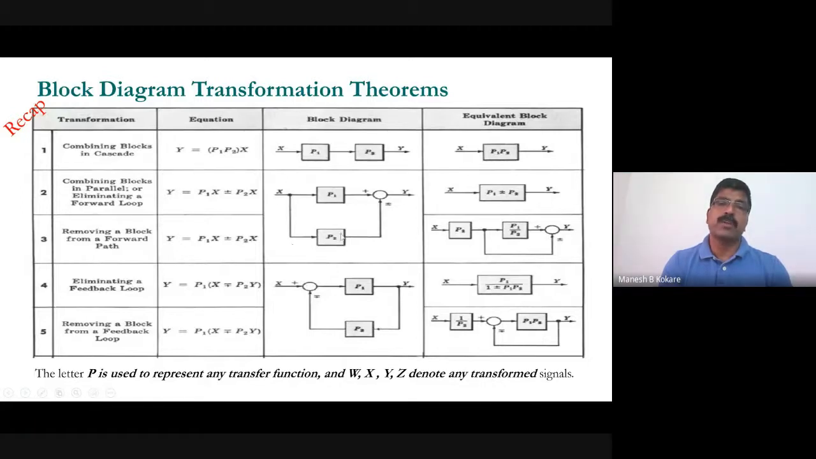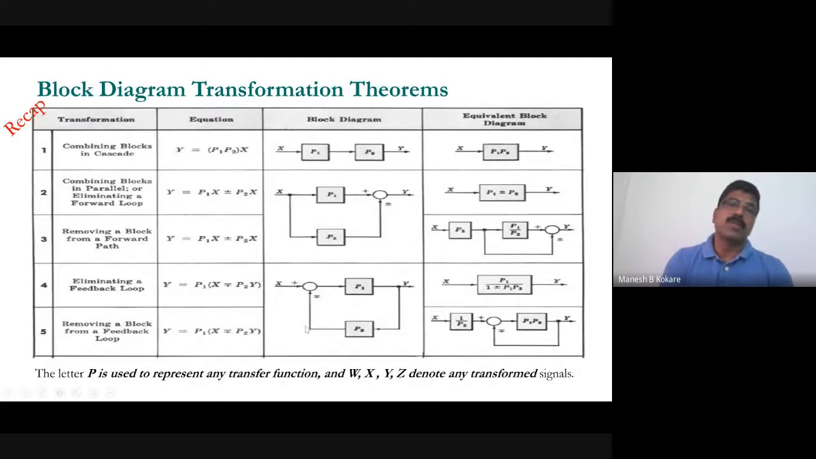Then the second rule says that if two or more blocks are connected in parallel, where parallel means the input is common and the output is a summing point, see that the direction of the signal is the same. In that case, these two blocks can be combined into a single block, where the transfer function will be the algebraic summation of the two. So if the sign is minus, P1 minus P2 will be there. If the sign is plus, then P1 plus P2 will be there. So the overall transfer function of this block will be P1 plus P2 or P1 minus P2, depending upon this sign, right?